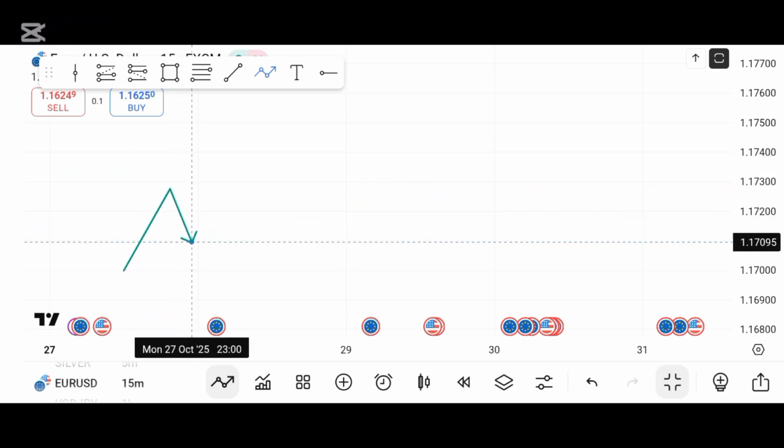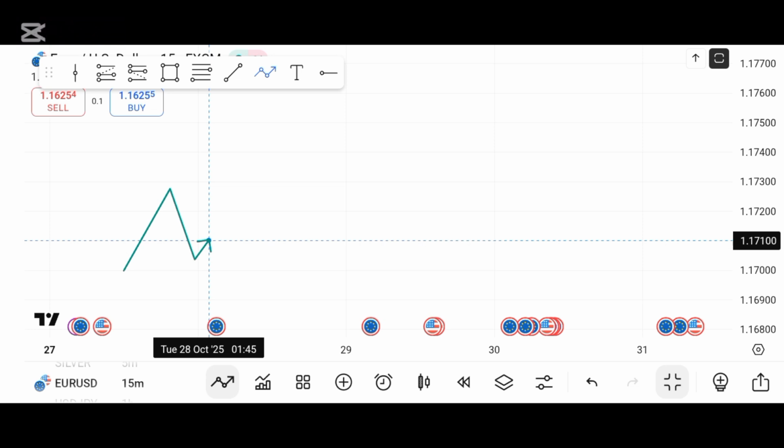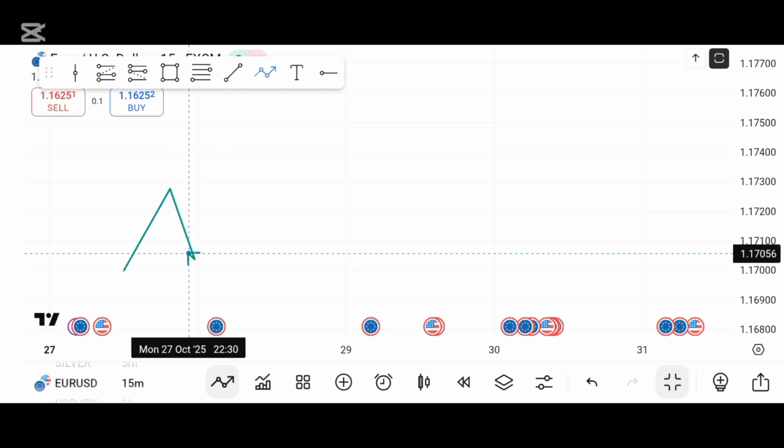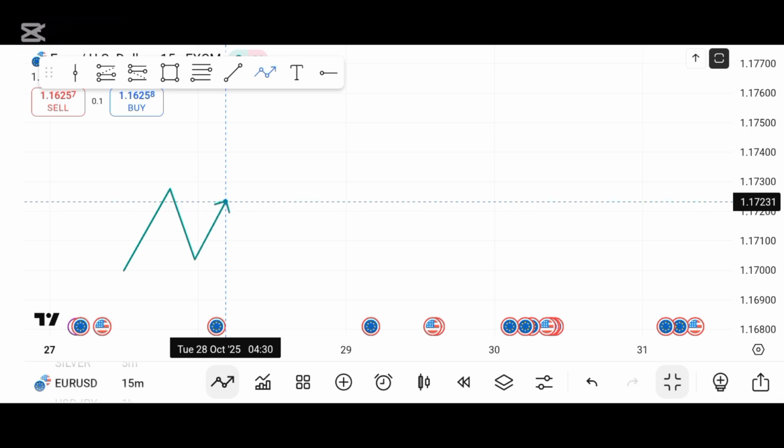We're going to do it like this. Then I know your mind will immediately tell you that this particular low, which is that support zone, is the higher low.